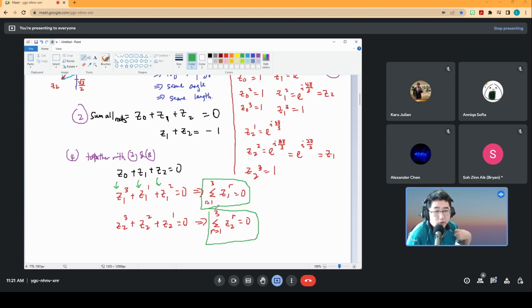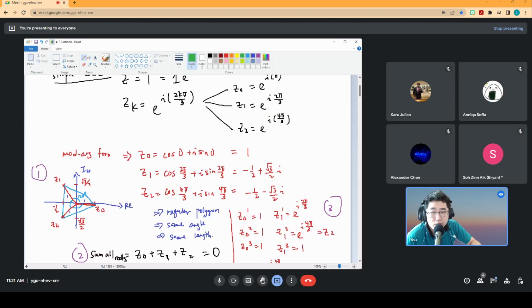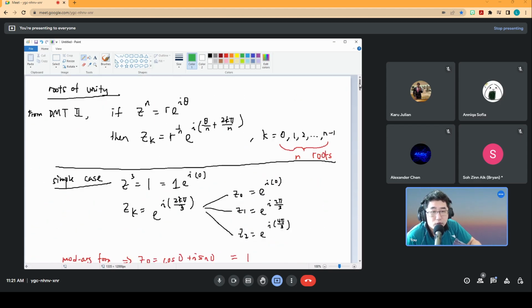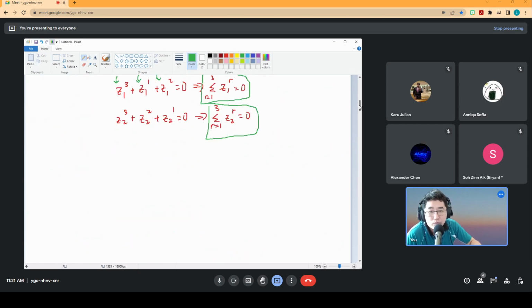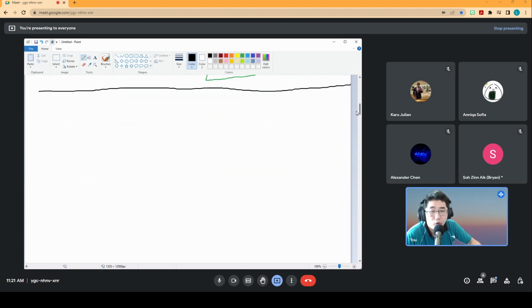Can you digest these four observations here? Yes. All of these different properties fall under the discussion of roots of unity, all coming from DMT2. Okay, let's see whether all of these four properties are true for Z^4 equals 1.